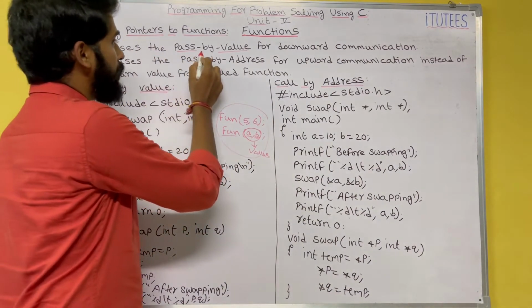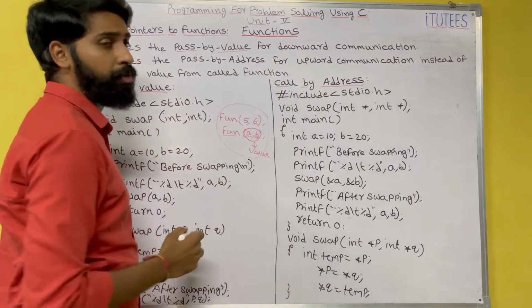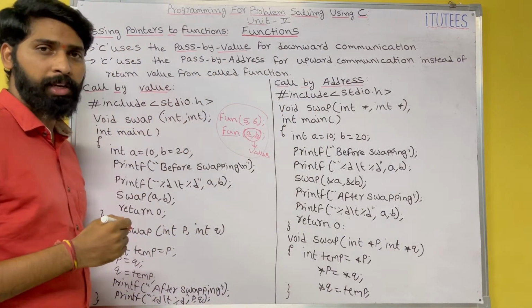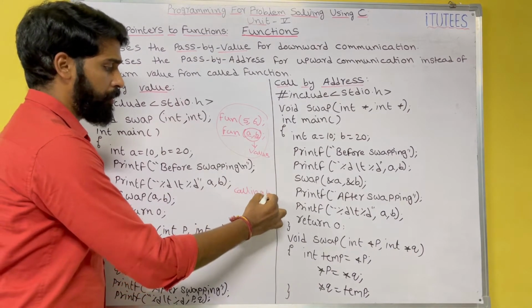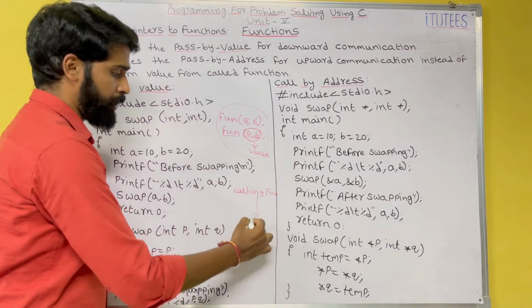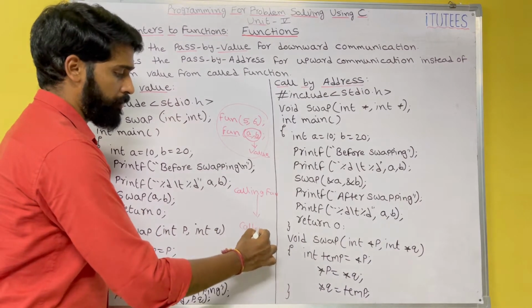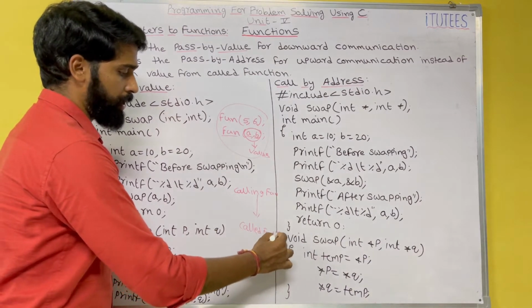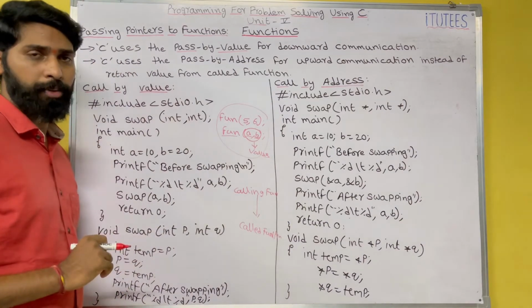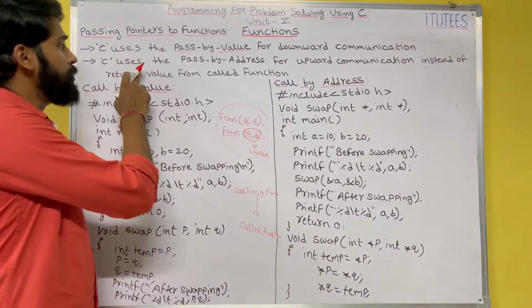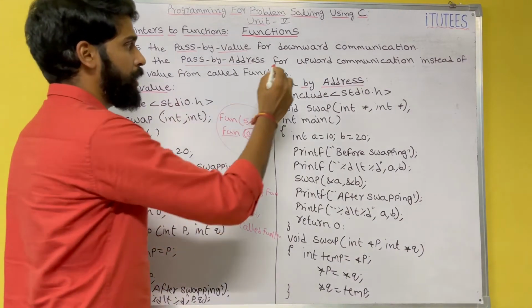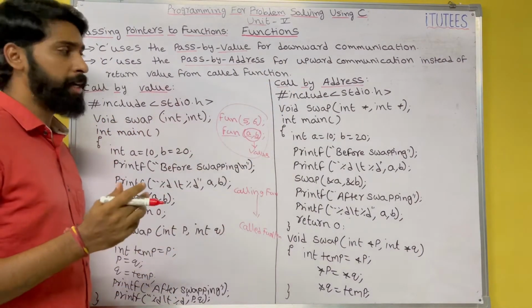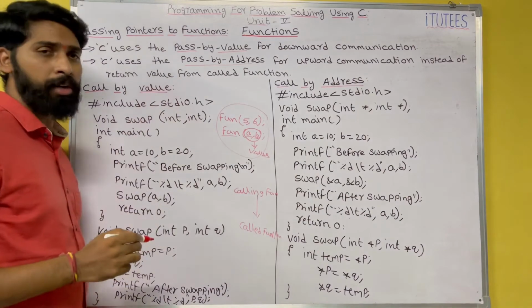C uses pass by value for downward communication. What is downward communication? If the calling function sends the data to the called function, that is called downward communication. C uses pass by address for upward communication instead of returning a value from the called function.